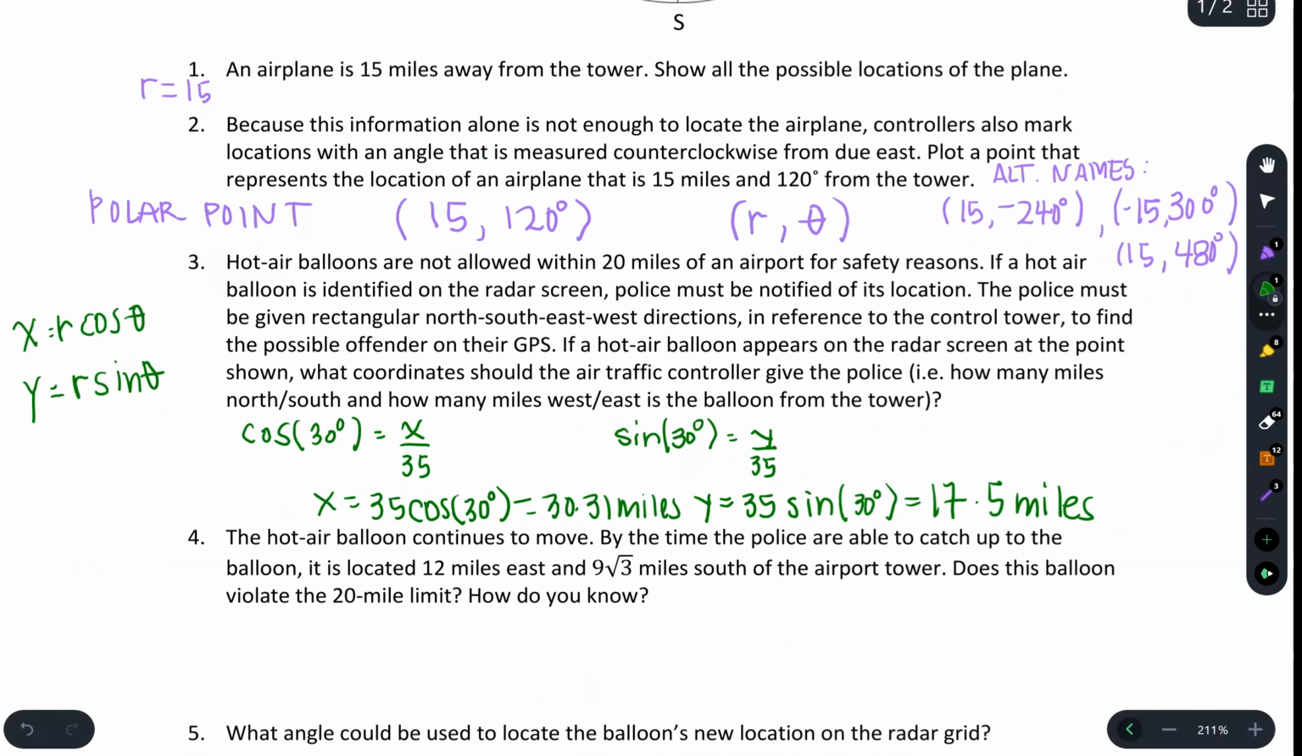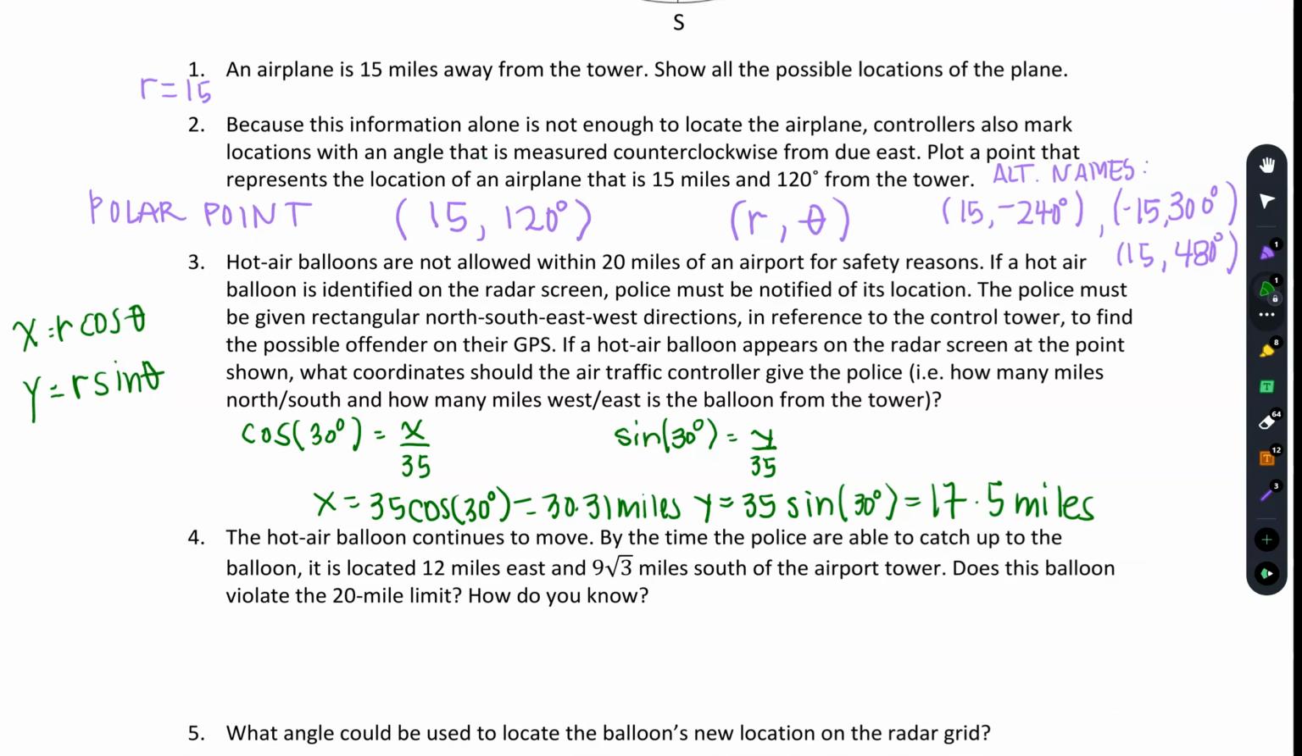Alright, the hot air balloon continues to move. By the time the police are able to catch up to the balloon, it is located 12 miles east and 9 square root of 3 miles south of the airport tower. So it is located 12 miles east, so about here. And then 9 square roots of 3s, so down south, right? So, let me erase that a little bit.